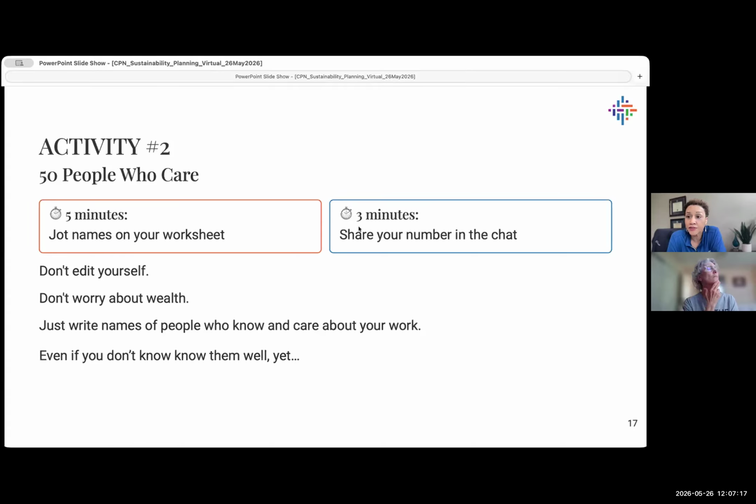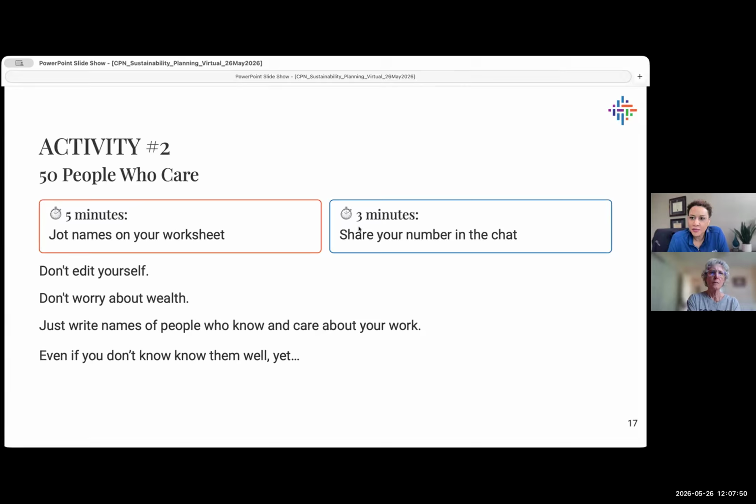So if you think about folks that have asked you, what do you do? What is your organization about? Invite me to your events. I want to volunteer. Keeping track of all of those folks ultimately is going to help you get to that list of 50 people who care. And even if they can't make a donation themselves, they may be able to introduce you to folks who can. Okay. So when you get the opportunity, make sure you jot down your list.